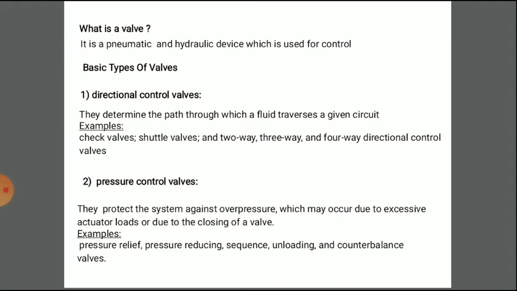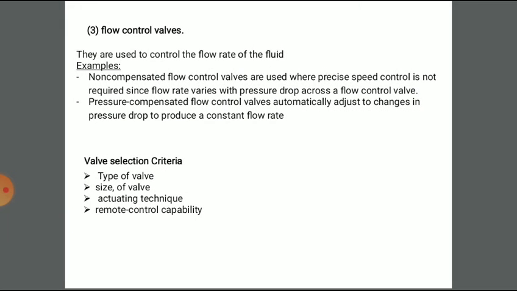Then pressure control valves. They protect the system against overpressure, which may be caused by excessive actuator loads and by the closing of a valve. Examples of pressure control valves are pressure relief valve, pressure reducing valve, sequence valve, unloading valve, and counterbalance valves. And third is flow control valves. They are used to control the flow rate of the fluid.